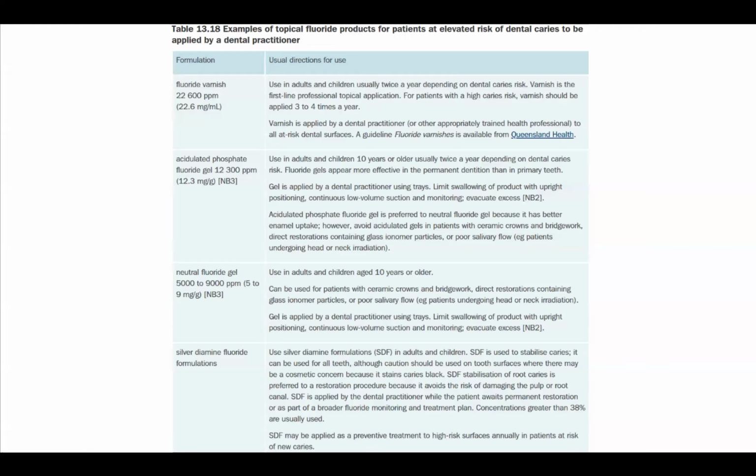They also have to be applied only to stabilize caries. They should be used on tooth surfaces where there is no cosmetic concern. The biggest disadvantage of SDF is it will stain your teeth black. None of the other products do that. So SDF will stain your teeth black. It is excellent, but it's used basically for back teeth or for primary teeth where aesthetics is not a concern.